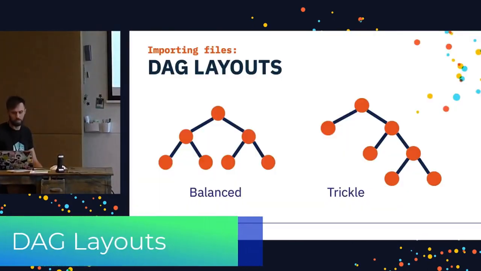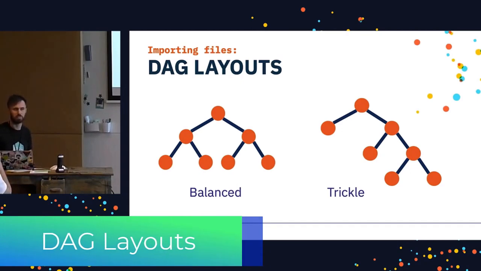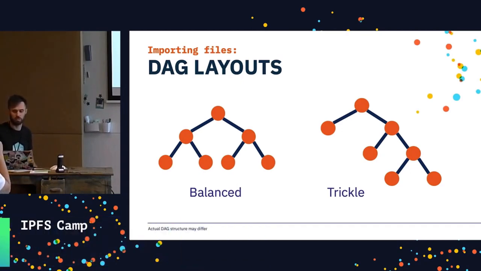All right. There's also different graph layouts that have different performance characteristics. Balanced layout is the default you get when you ipfs add. It's really simple to build and really easy to traverse, but it's kind of difficult to edit. If you were to change something in the middle, you'd have to do a lot of rebalancing to balance it out again. Whereas we've got trickle as well as an option.